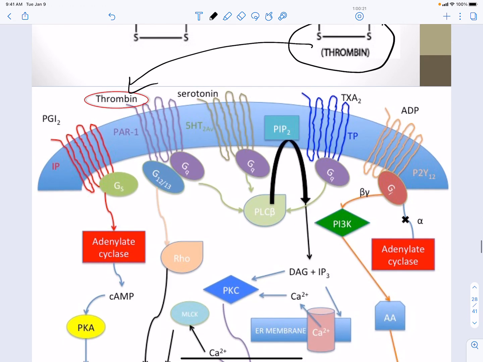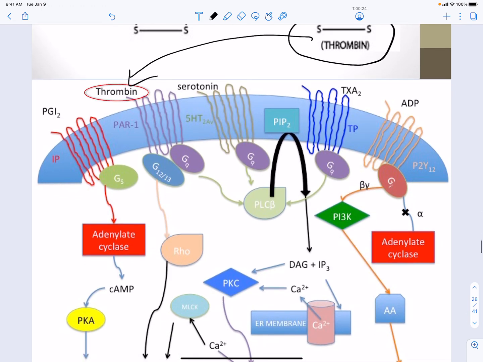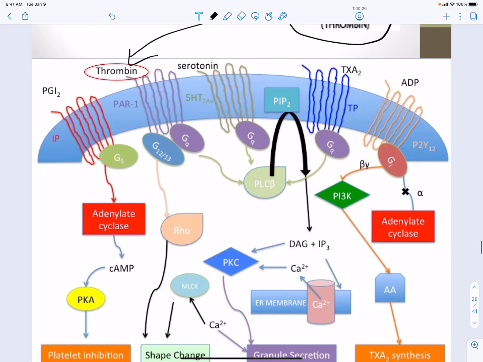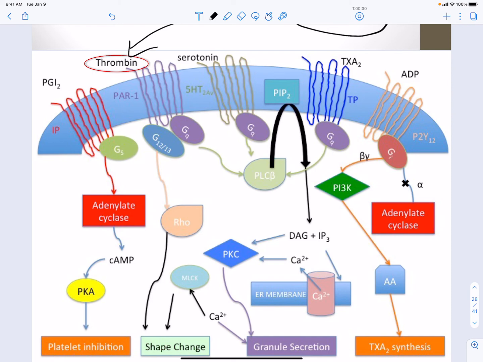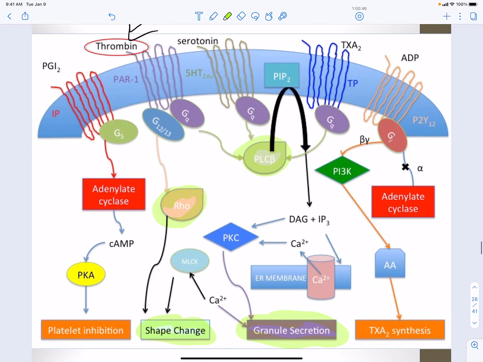And so thrombin can now signal, and thrombin is going to have several different transduction pathways. Thrombin, of course, can activate that Rho pathway, continue shape changing. It can also activate that beta phospholipase C pathway, and this can give you granule secretion, which is, of course, important to keep the whole process of clotting moving forward.